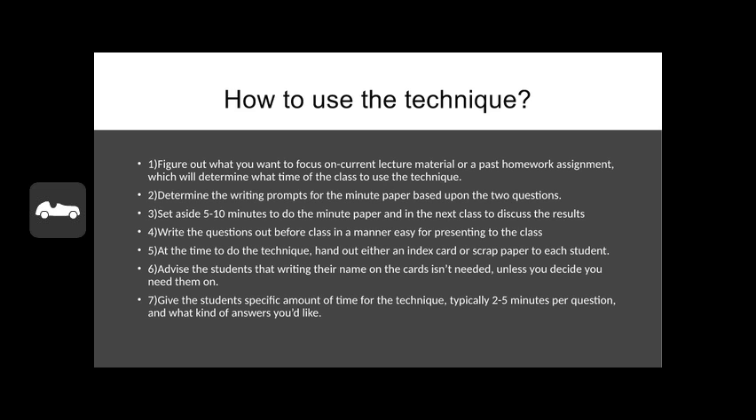At the time of doing the technique, we hand out either an index card or a piece of paper to each student. We advise the students that writing their name on the cards isn't needed unless you personally decide that you do want them on the paper. Then you give the students a specific amount of time for the technique, which is typically 2 to 5 minutes per question, as well as what kind of answers you'd like to receive, either short sentences or a couple words. It's ultimately up to you.